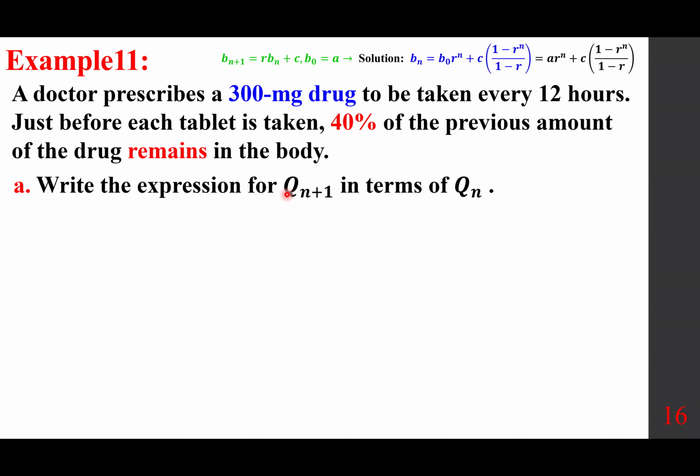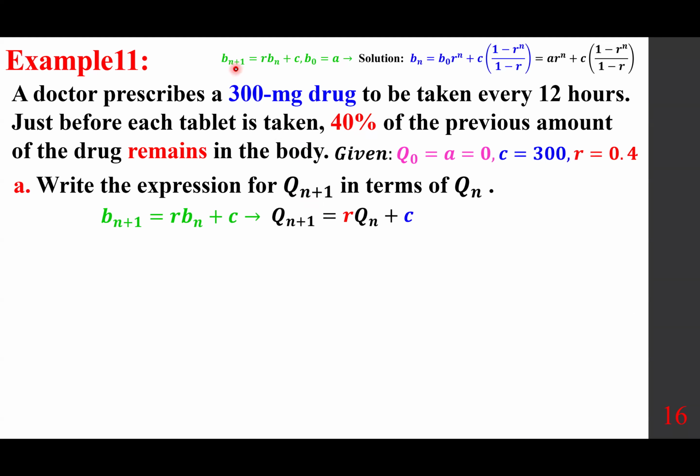Instead of a B, we're going to use Q. So we're going to say Q sub 0 or A0. That is always 0 unless otherwise mentioned. The amount of constant C is 300 and R is 40% or 0.4. So write the given. It makes it easy to move on from there. Now the first part, Q sub n plus 1, we're going to write B sub n plus 1 and change it to Q. And now all you have to do, go back to the given, replace the R with 0.4, C with 300, and you're done.